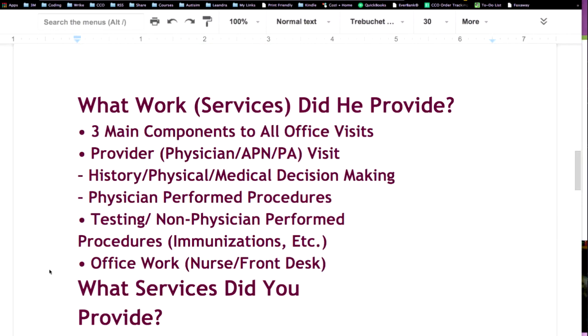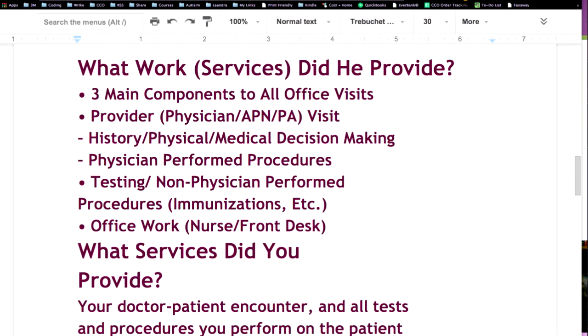Okay, so here's our brand new physician. He's so excited to see his very first patient. Now, what did he provide? What services did he provide? There are 3 main components for all visits to the physician: the provider visit, a history and physical, and medical decision-making; the physician-performed procedures and testing; and the non-physician-performed procedures, immunizations, if any of those would be given, and the office work, the nurses and the front desk and stuff like that.